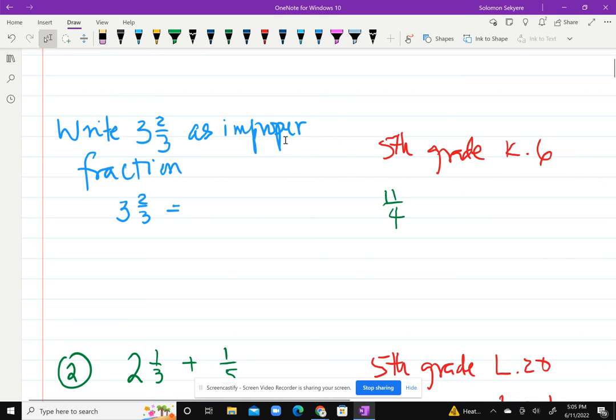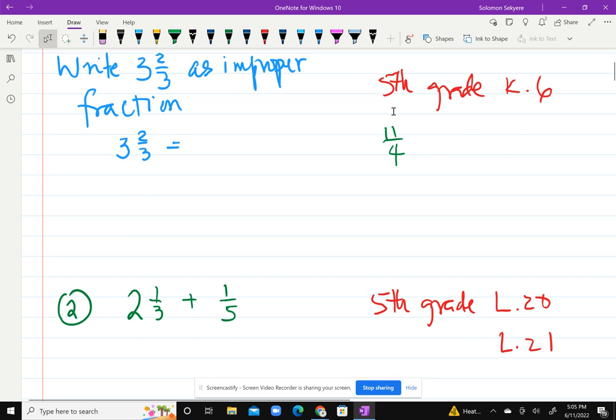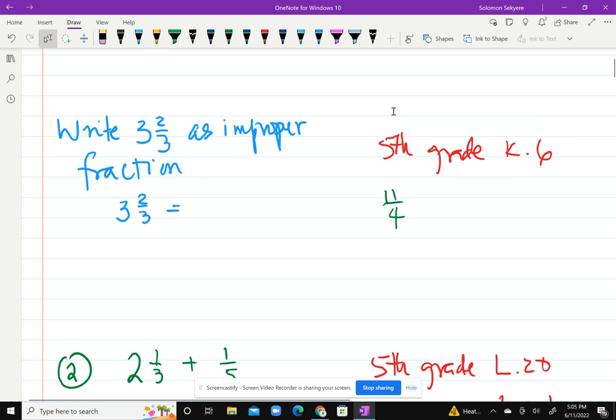Hello. In this video here, we're going to do a few exercises concerning fractions. So the first one here, we want to write 3 2/3 as an improper fraction. How do we do it? You see the denominator here?